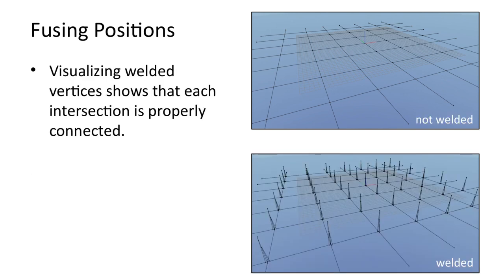Visualizing connections reveals that the proper connections have been created at all positions. The top image shows connectivity before fusing positions. There are no spikes visible, which means that the polylines are disconnected. The bottom image shows connectivity after fusing. Now we can see that at each intersection, a spike with 4 lines has been generated.